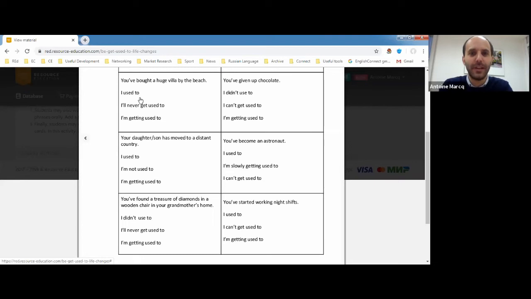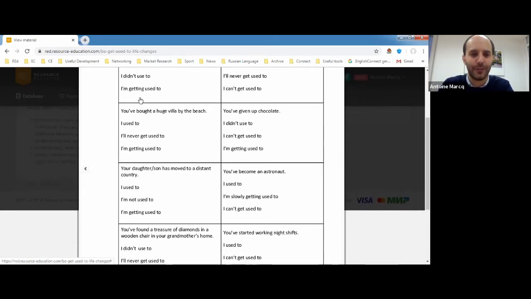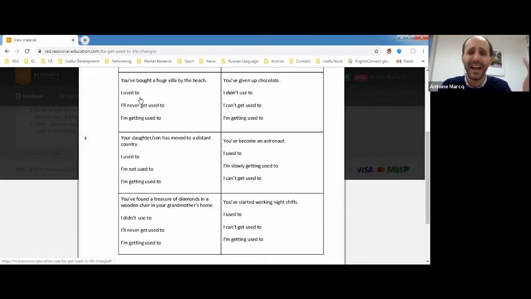So again, as I said, what I really love about this activity is that here we're giving students the expressions and they have to adapt the rest of the sentence, which means that the students are going to focus on certain forms of be, get used to, and this is really going to help their fluency because these are the most common forms. I'm getting used to, I can't get used to, I'll never get used to, I'm not used to, things like that. You see, your daughter's son has moved to a distant country. Well, I used to speak to my daughter every single day. I'm not used to my daughter calling me once a week. I'm getting used to following the news of that country to know what's going on, where she's living.